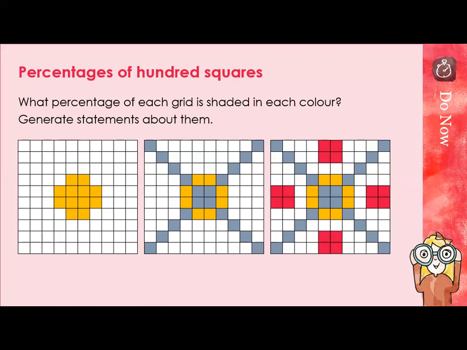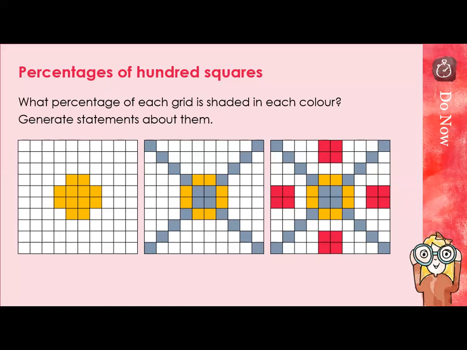Here is something that you can do now. You could pause the video and have a go at doing all of these if you wanted to. Can you tell me which percentage of the grid is shaded in each colour? And then generate statements about them. By generate statements about them, I mean you could either come up with stories about them, or you could just simply say, oh, there are this many of something, or there are this many reds, or this many grey ones, or there are twice as many of this as that, or something along those lines. So you can pause the video now and have a go at those.